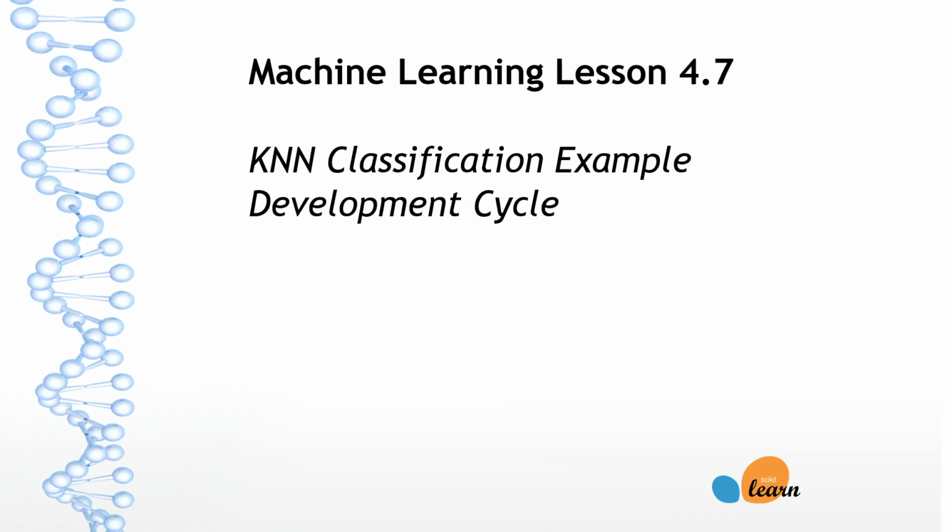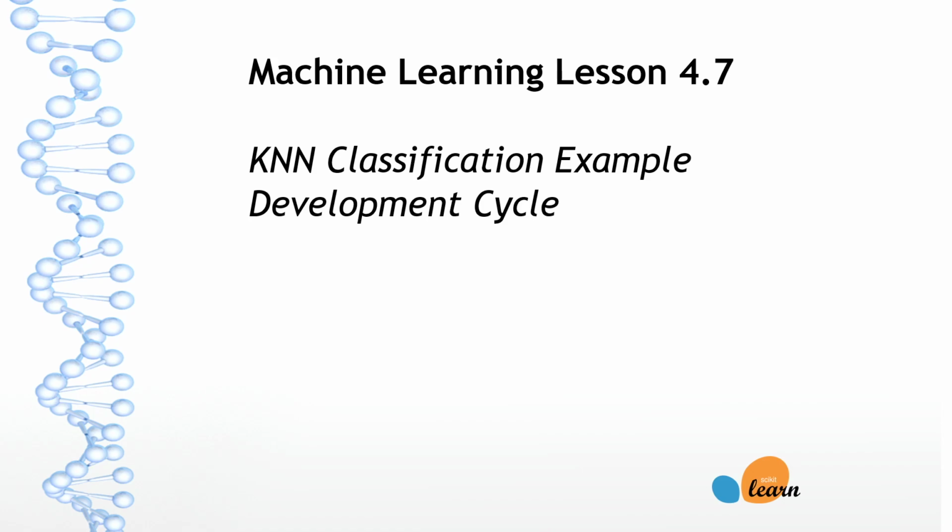Welcome to Machine Learning Lesson 4.7. In this video, we're going to go through an example of using the k-nearest neighbor classification algorithm to predict if we would have survived the Titanic. In doing so, we're going to go through the development cycle, and you're going to see the similar steps that need to be followed regardless of what type of machine learning algorithm you're using.